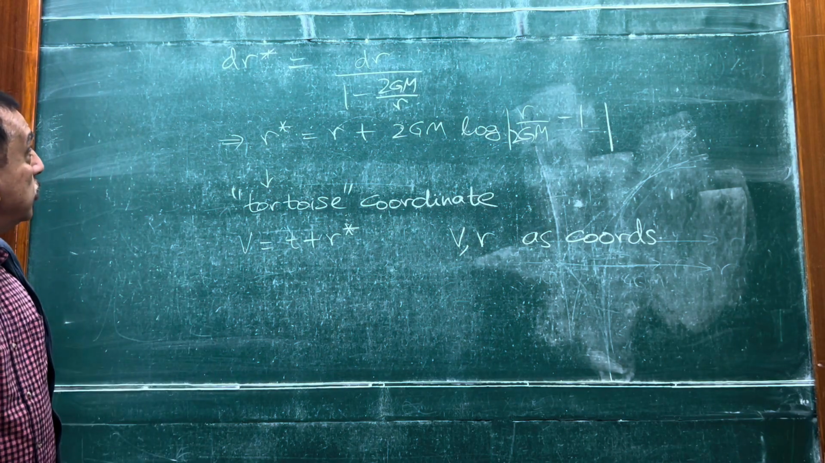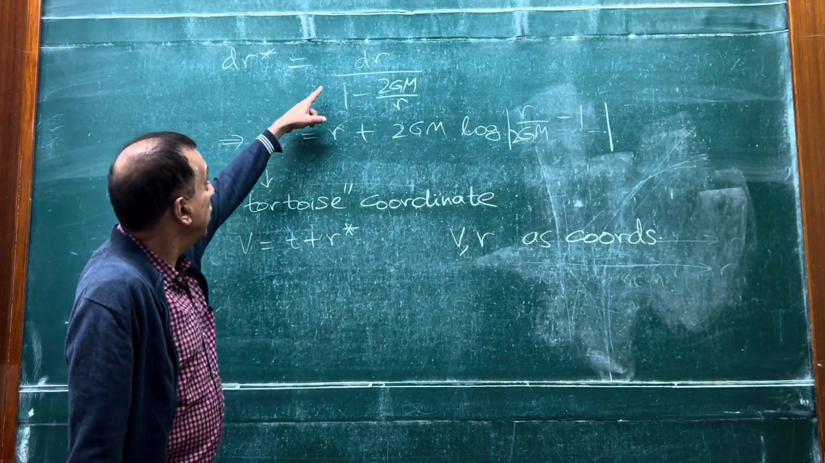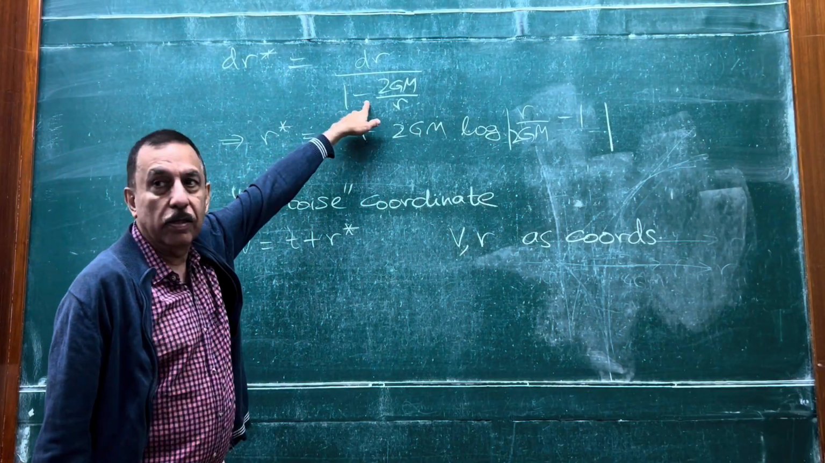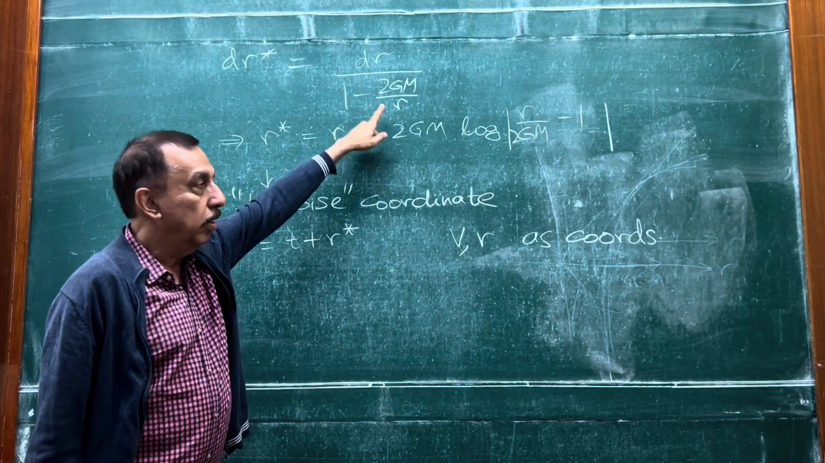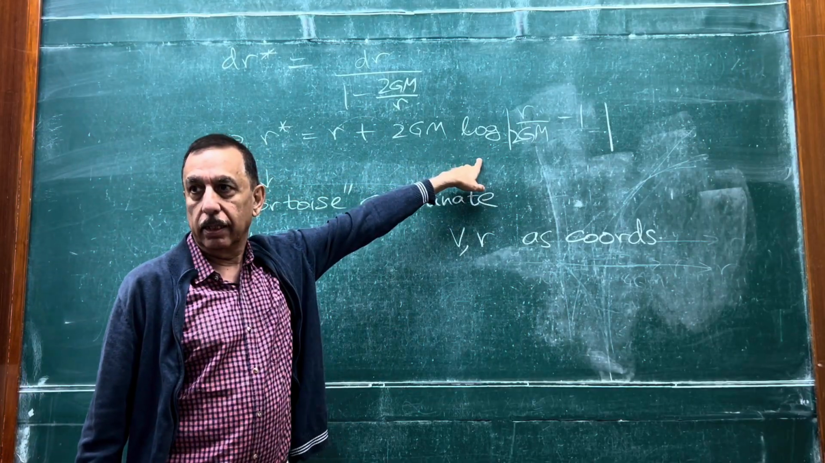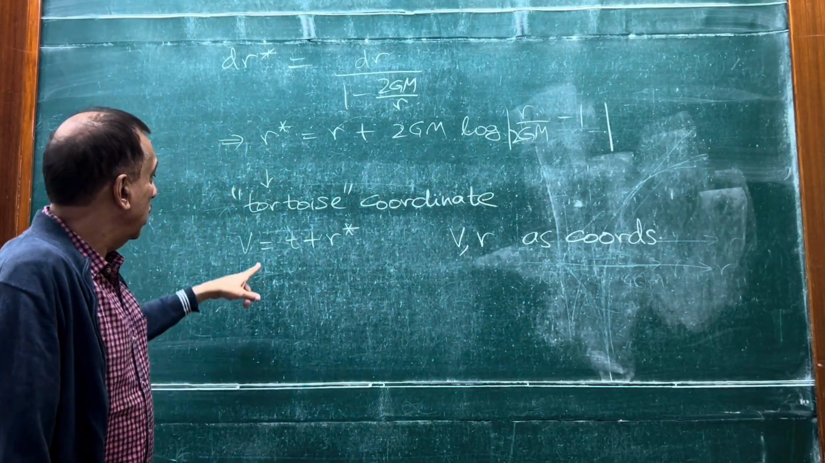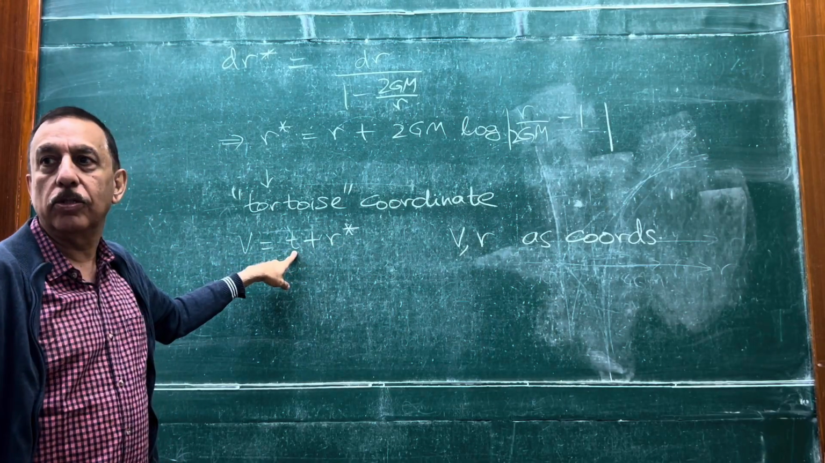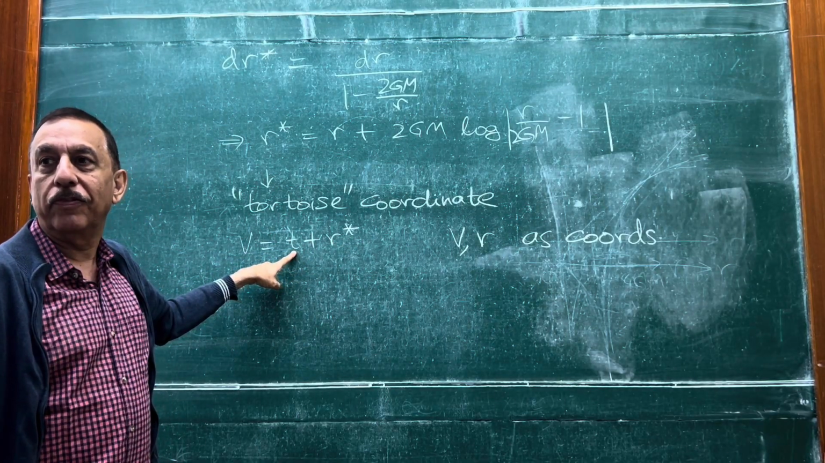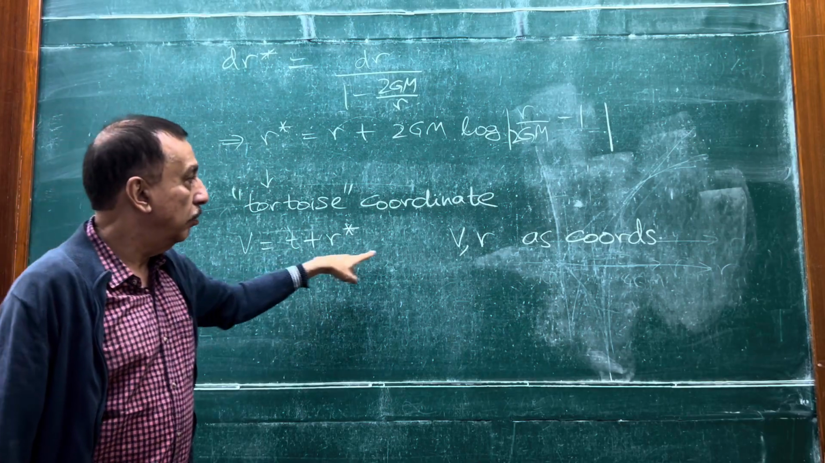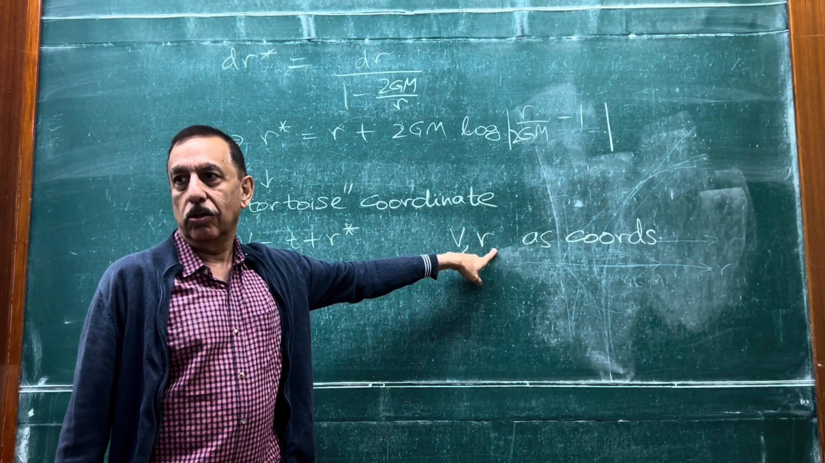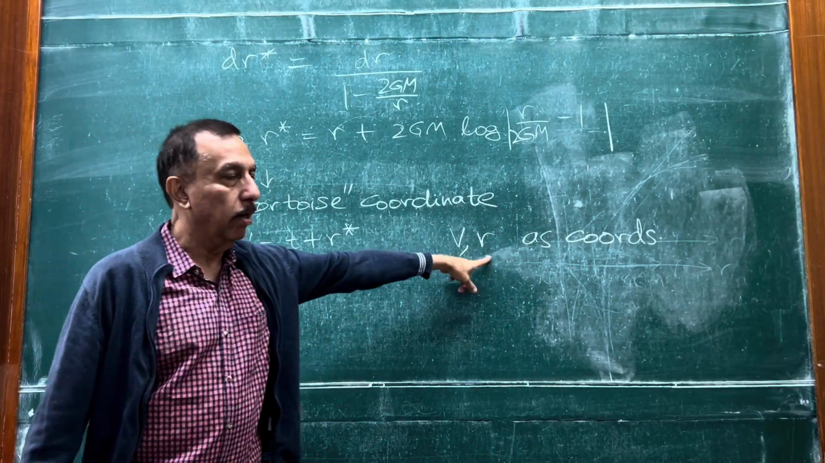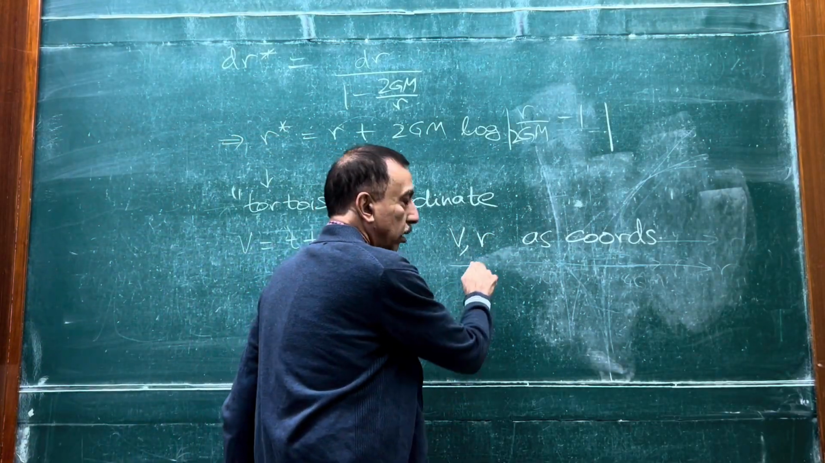So there are two steps. First we define r star as a function of r through this integral. And once we've done that, we define a new coordinate v to be t plus r star. So in this process, we have got rid of t, but we retain r. Instead of the pair t and r, we use v and r. This is the key idea.